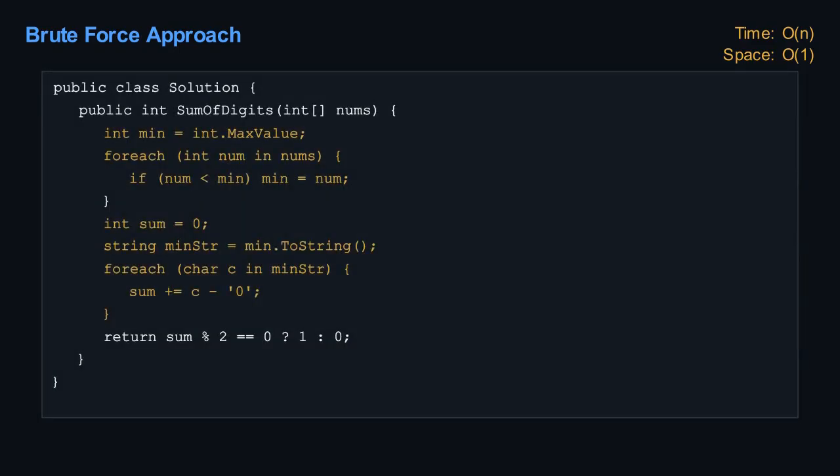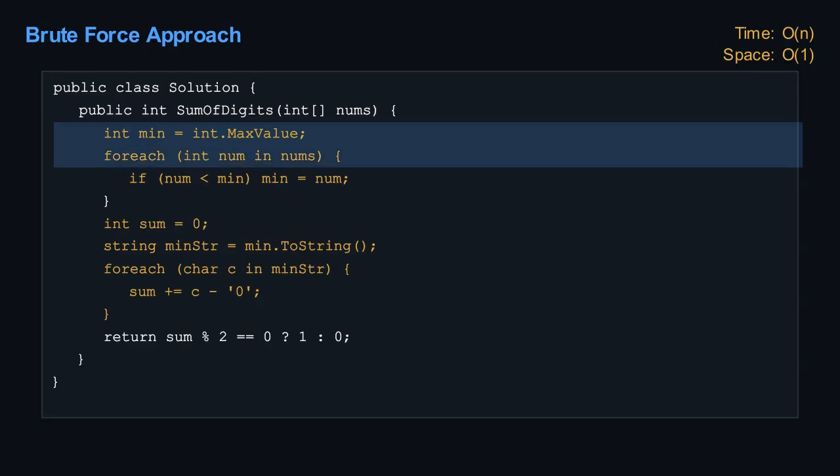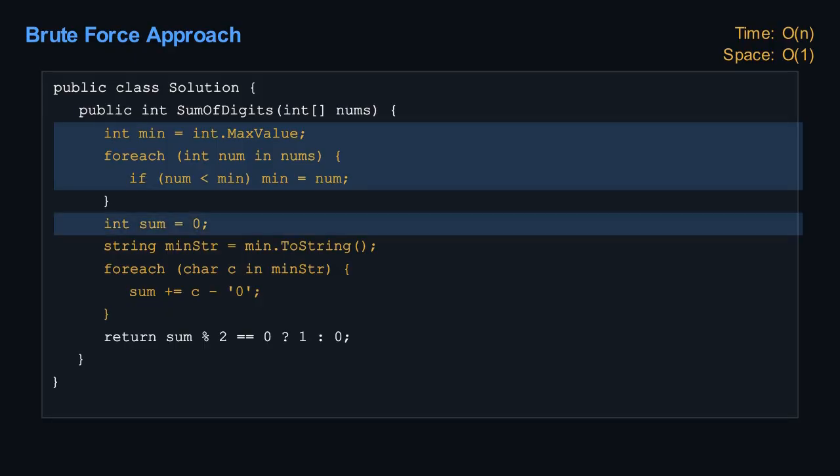A straightforward approach involves two main steps. First, iterate through the array to find the minimum element. Then, to sum its digits, we could convert this minimum number to a string. We then iterate through each character of the string, convert it back to an integer, and add it to our running sum. This works, but converting to a string and back introduces overhead.